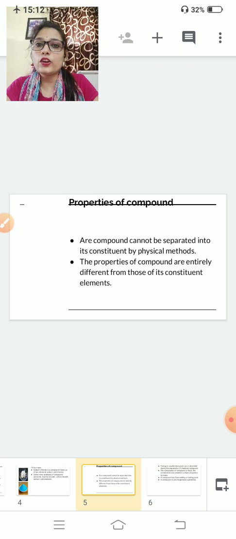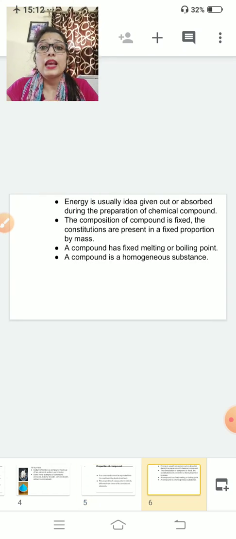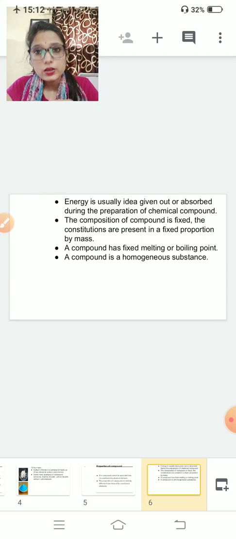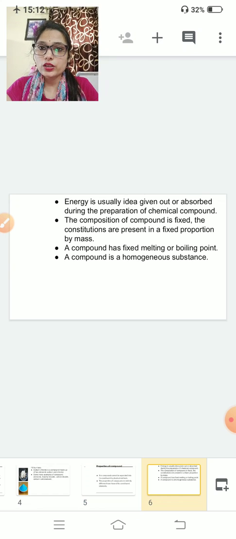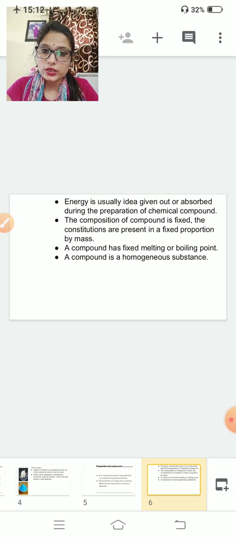First property: it cannot be separated by physical methods. Second property: the compound has entirely different properties from its constituents. Second, either heat will be absorbed or evolved during the preparation of a chemically combined compound. Third, the composition is fixed by mass. Fourth, a compound has a fixed melting or boiling point. A compound is a homogeneous substance.